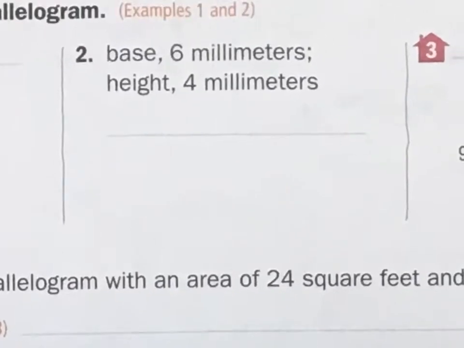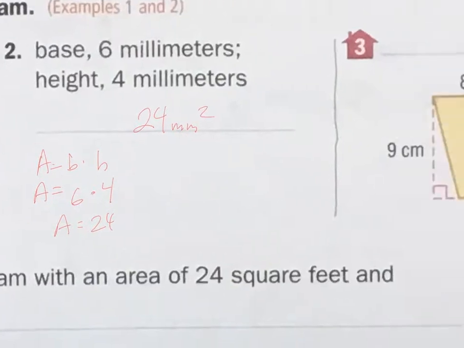Doesn't give us a drawing, but we can figure this out because area equals base times height. Area equals a base of 6 millimeters times a height of 4 millimeters. Area equals 24 millimeters, and it's squared because it's the area.